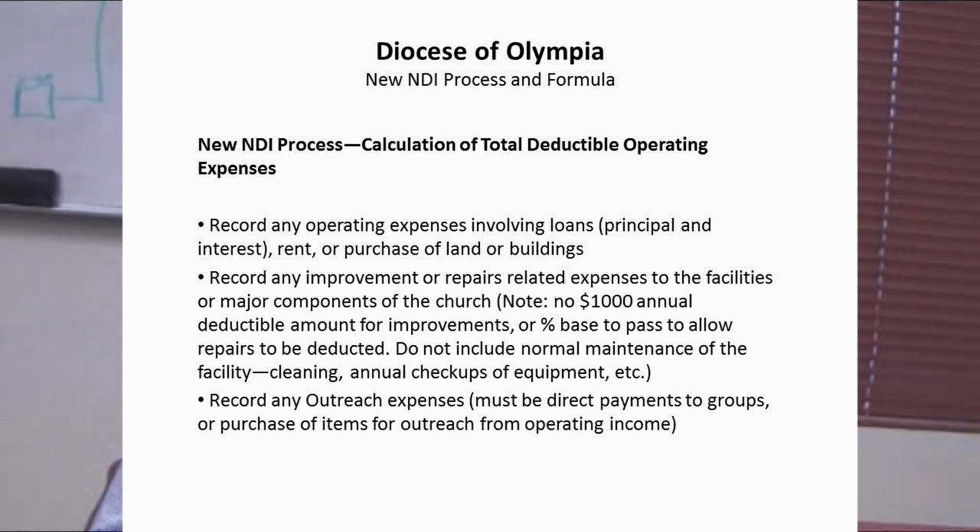For the next line, slide 4, the new NDI process, calculation of total deductible operating expenses. I've started to talk about this a little bit already. You record any operating expenses involving loans, principal and interest, rent, or purchase of land or buildings. That's items B1, lines B1 through B3. Okay? And these, remember, it has to be from operating expenses.